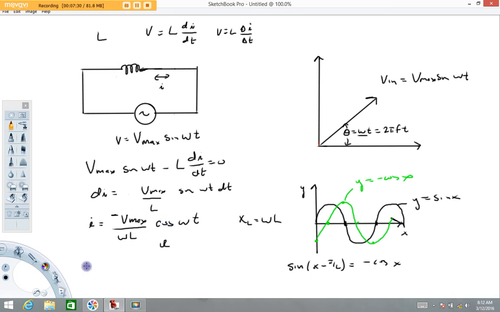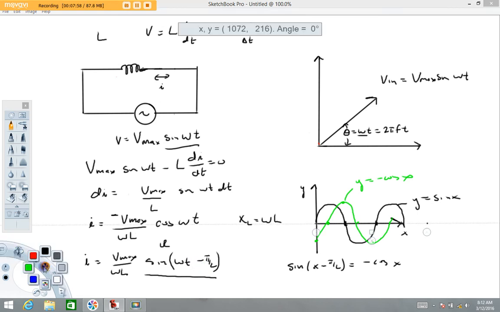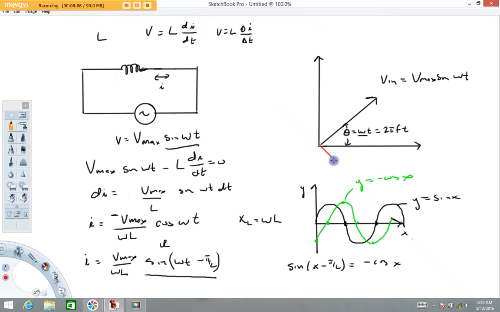So what that means over here is that the current can be written V max over omega L, and then minus cosine omega t can be written sine of omega t minus pi over 2. And it's very important to compare this to the input voltage. You notice this minus pi over 2. So when we draw the current phasor for the inductor, the current phasor is lagging behind the input voltage.